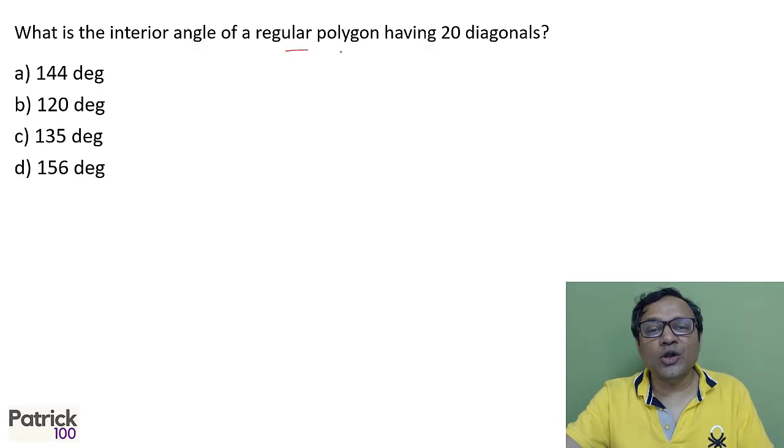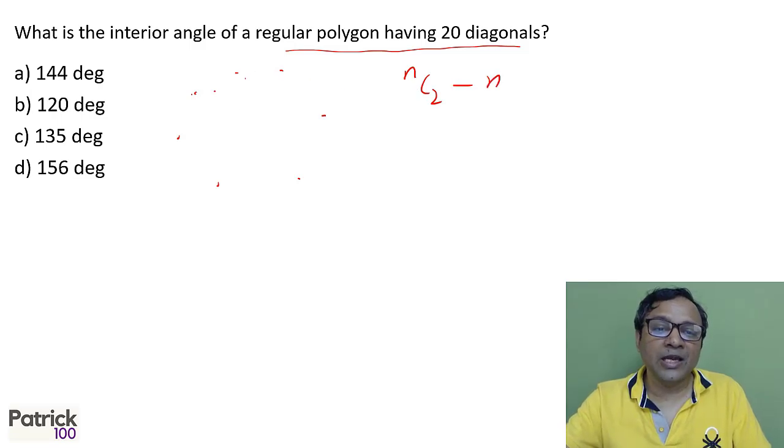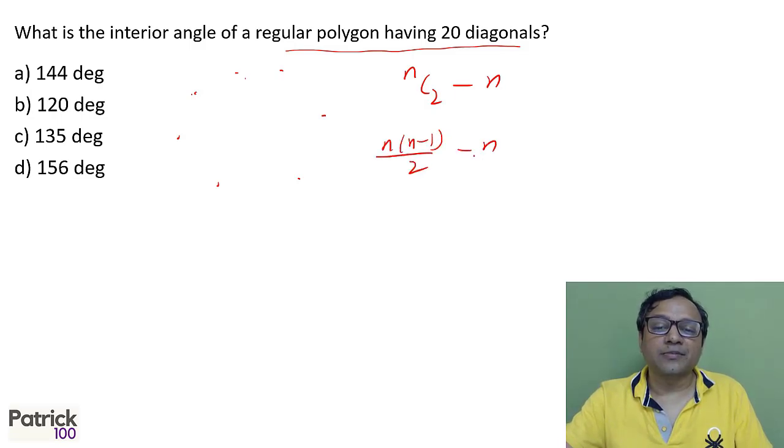Find the interior angle of a regular polygon having 20 diagonals. How to find diagonals of a polygon? There are n points on the polygon. You pick any 2 points to draw lines, but the sides are not diagonals, so subtract n. So any 2 points you pick to draw lines among the n corners, minus the sides, the rest are all diagonals. So n into n minus 1 upon 2, minus n.